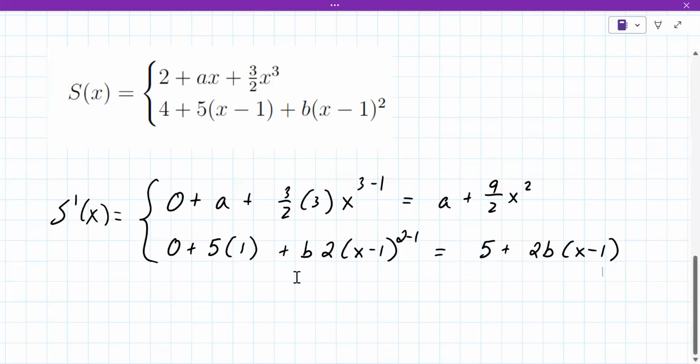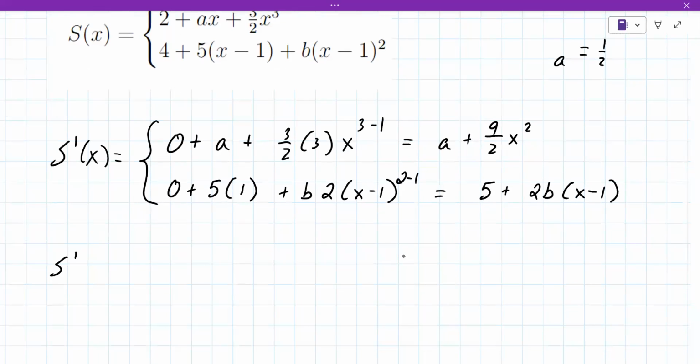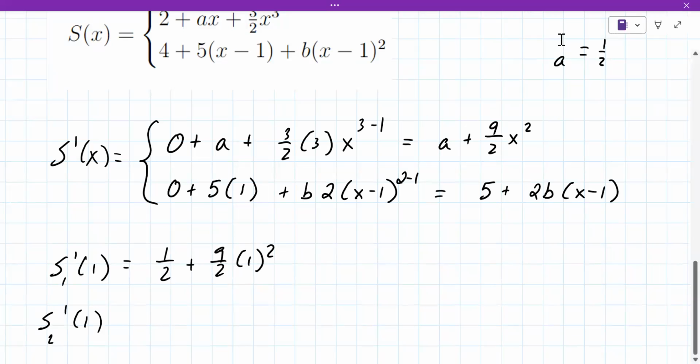Now we know the value of A. So we know that actually A is 1/2. So that's a good thing here. And then you again evaluate at the endpoint. So you have to actually take S prime of 1. You're putting 1 in for X up here. So A is 1/2, X is 1 squared. S prime 2 of 1. So we're going to put 1 in the second equation.